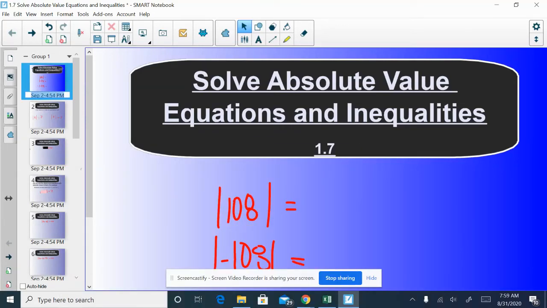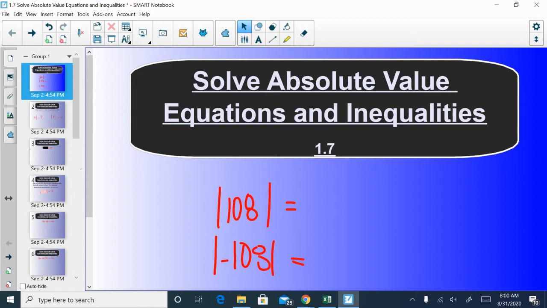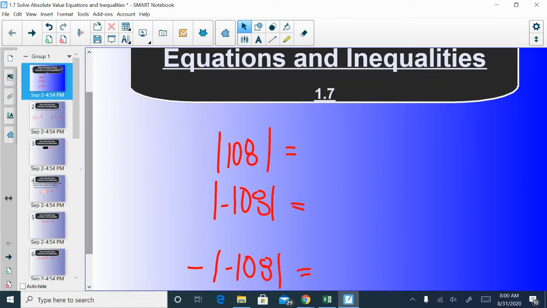All right, guys, we are looking at solving absolute value equations in this video. I'm going to make a part 2 where we talk about solving absolute value inequalities. This is section 1.7 in our textbook. All right, this is review.